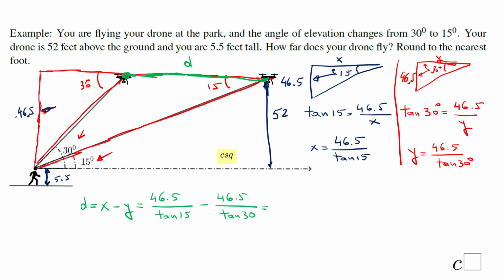I'm going to put this in the calculator and we'll see what we get. 46.5 divided by tangent of 15 degrees minus 46.5 divided by tangent of 30 degrees. And I end up with 93, exactly 93 feet. So that is the distance the drone is flying when the angle of elevation changes from 30 degrees to 15 degrees.